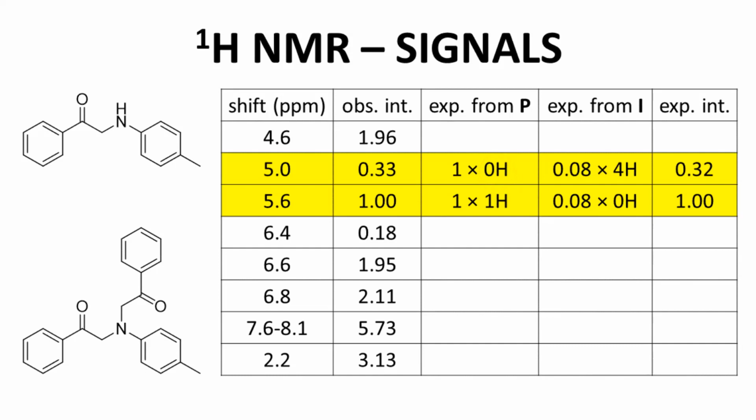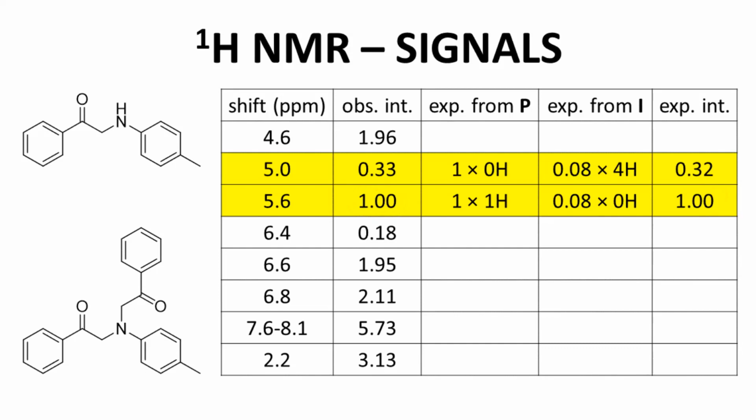Each hydrogen in the impurity would contribute a value of 0.08. That's a number we determined on the previous slide. And we think the impurity has 4 hydrogens here, 2 CH2 groups. That would give a total expected integration of 0.32, 0.08 times 4. That is a good match to our observed value. At 5.6 ppm is the NH on the product. Product hydrogens have a relative intensity of 1, and there is 1 hydrogen giving rise to that signal. The impurity does not have any hydrogens in the signal, so the impurity contributes nothing. Our expected integration would be 1.00. It's 1 times 1. That's a perfect match to our observed value.